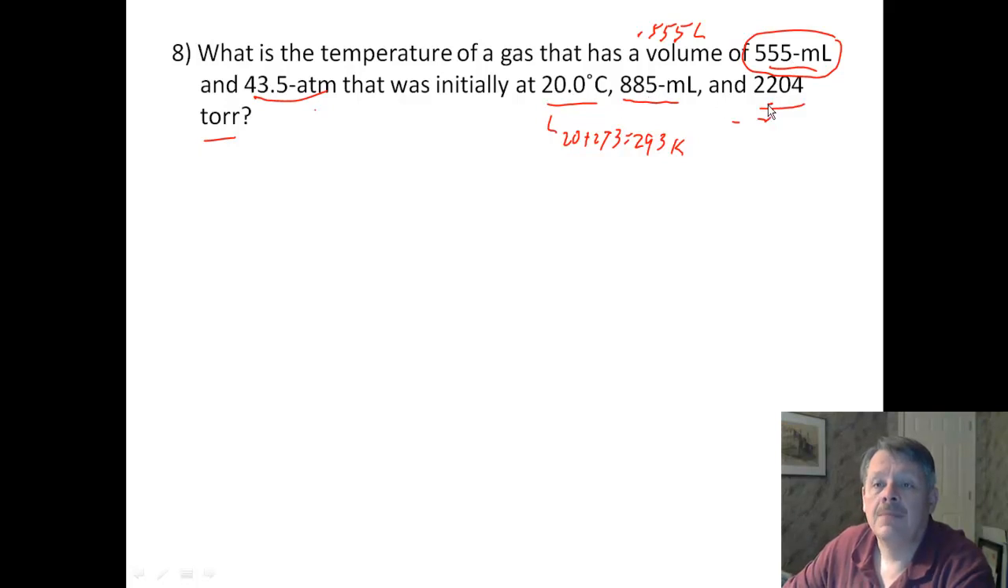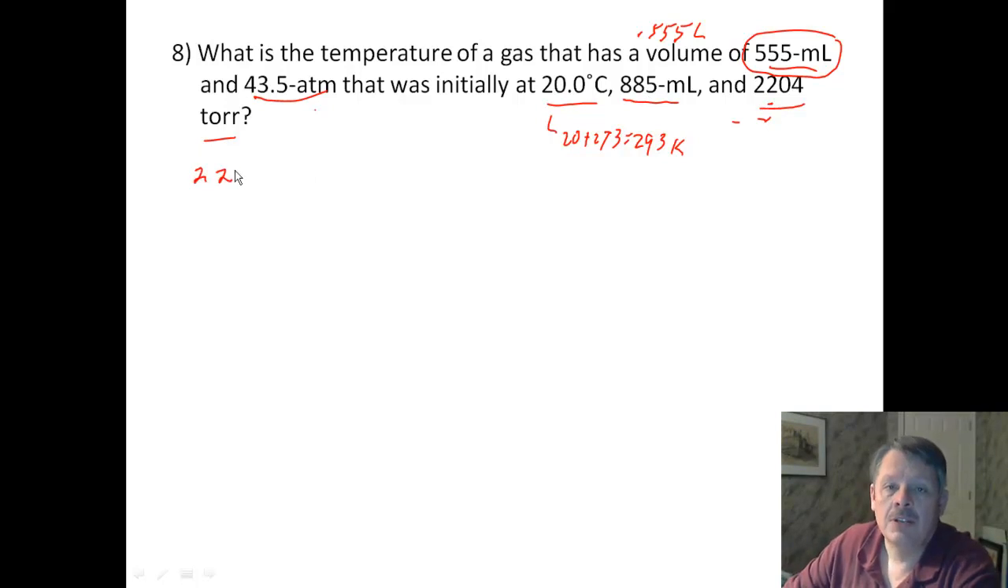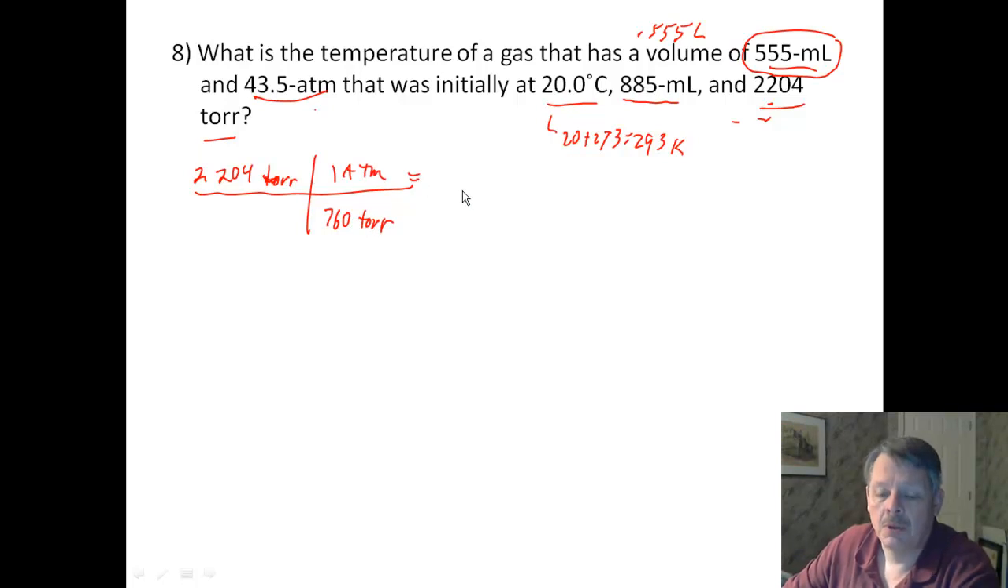All right, so let's say that we want to do this. I'm one of those people who likes to do things in atmospheres. So let's take 2204, and that's in torr, which is the same as millimeters of mercury. So that means there's 760 torr in 1 atmosphere. And if I multiply that out, I actually get a nice round figure of 2.900 atmospheres.